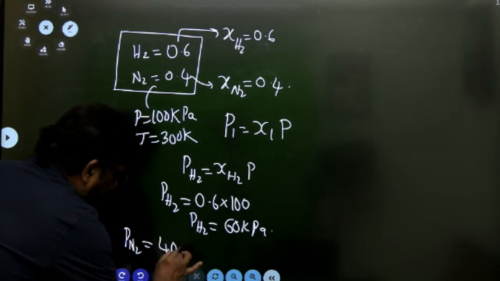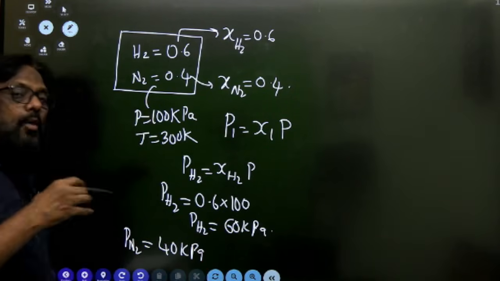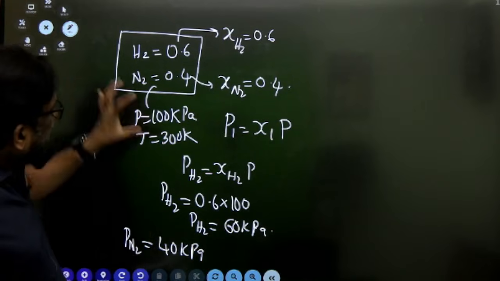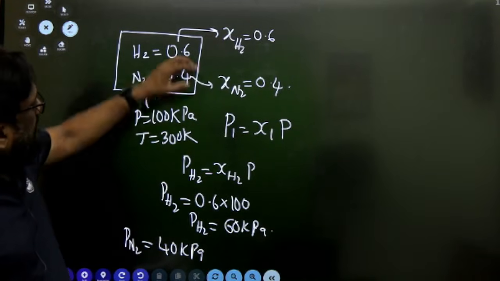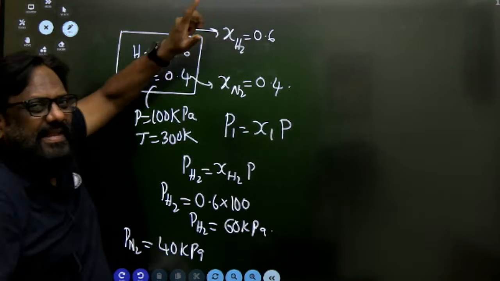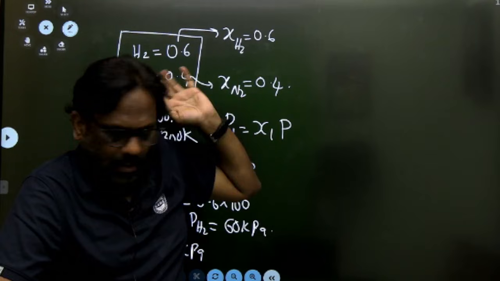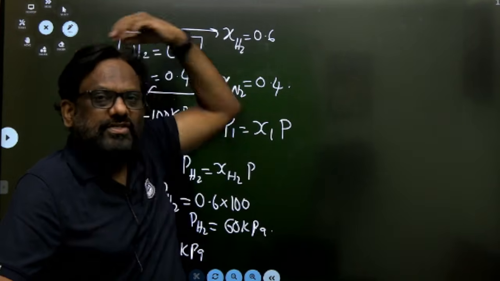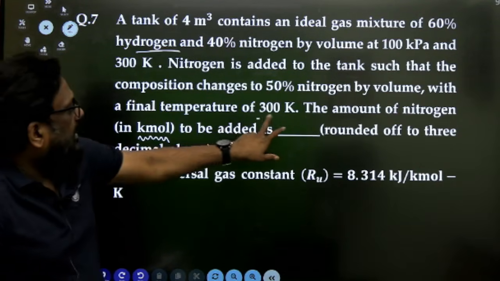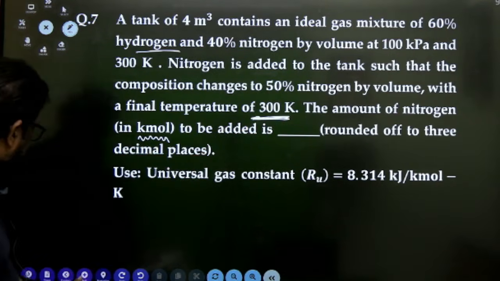Okay. So you may be wondering, sir, how does it help us? ये मुझे कैसा फायदा मिलता है? मुझे बताइए सर. Second case में what are we doing? Actually, this is the case one. So we are adding nitrogen. Is the volume of the tank changing? No. Okay. And finally, he also said the final temperature क्या है? एक बार देखो sir. What is the final temperature? The final temperature is 300 Kelvin.